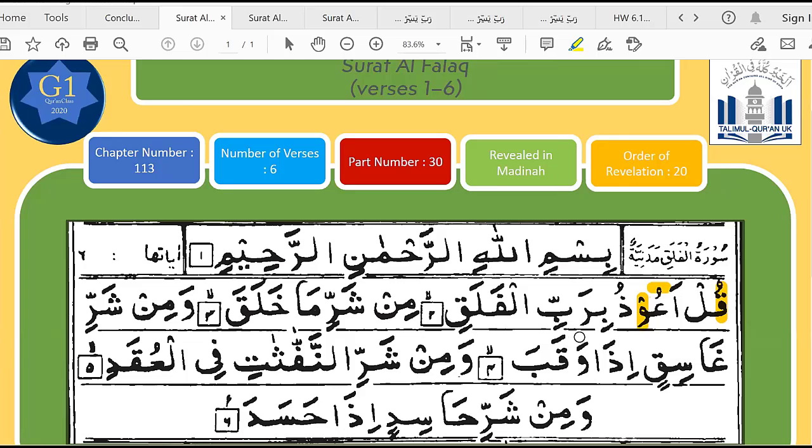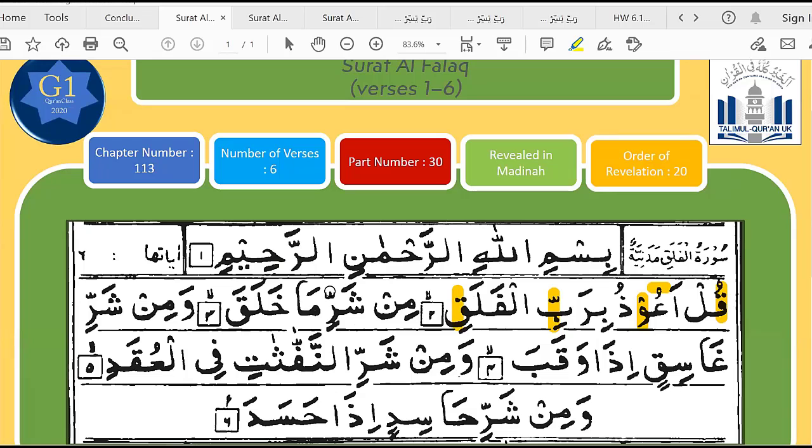After that, we have the letter ba with the sign of tashdid, also known as the sign of shadda. That's why we have to make a double sound. We have to stress on this letter ba, and that's what we did. Lastly, at the very end, we have the same thick letter again, qaf, and again, we have to be mindful of the thick and heavy sound.